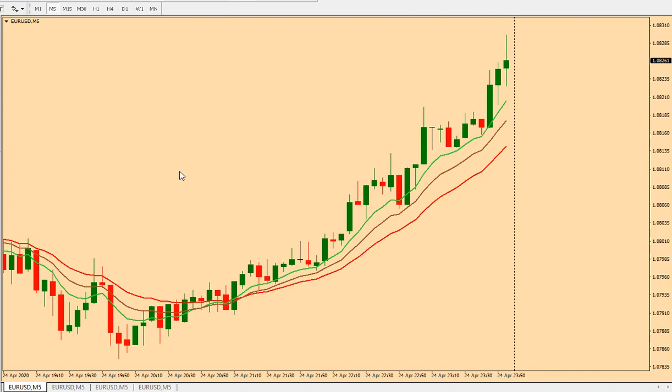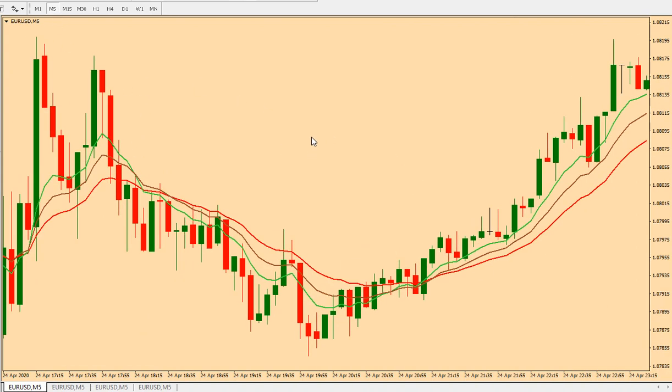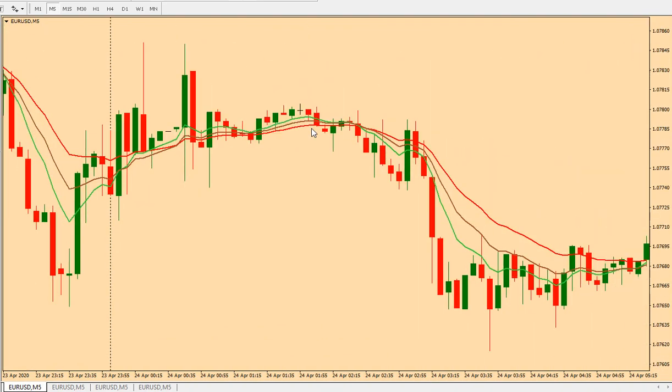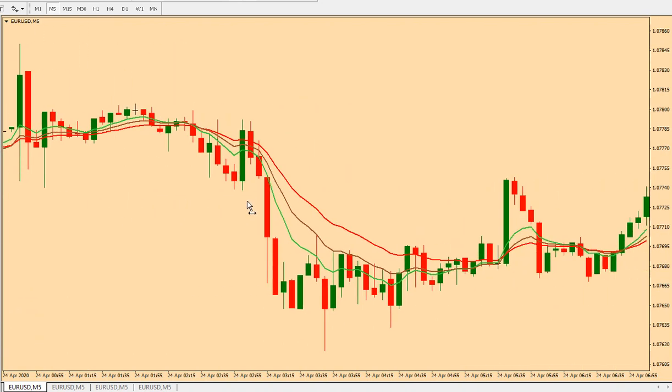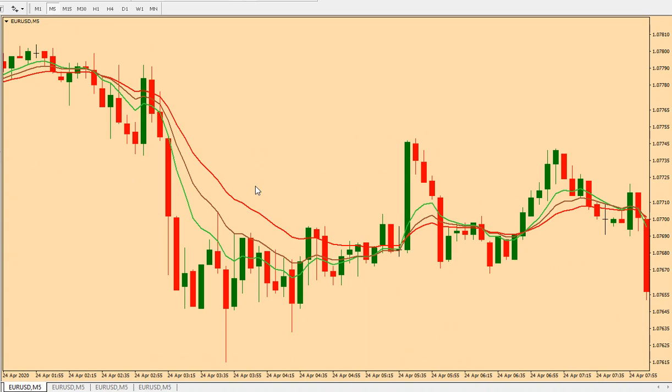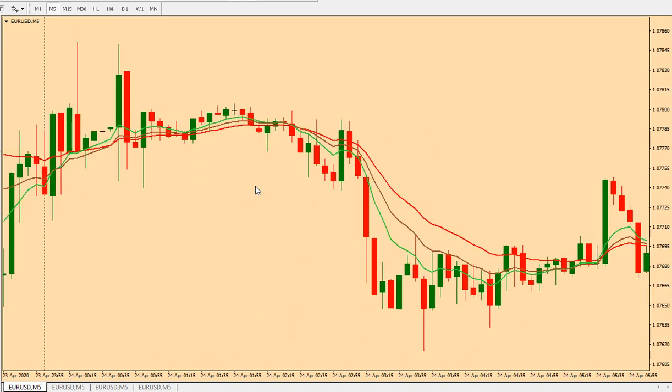Great. I have Euro USD. This is Euro USD, a 5-minute chart. If you look at the chart I'm having here, I've just added 3 moving averages. We know that moving averages lag, yes, but they can also be used visually to point a trader towards the right direction in terms of following the trend.